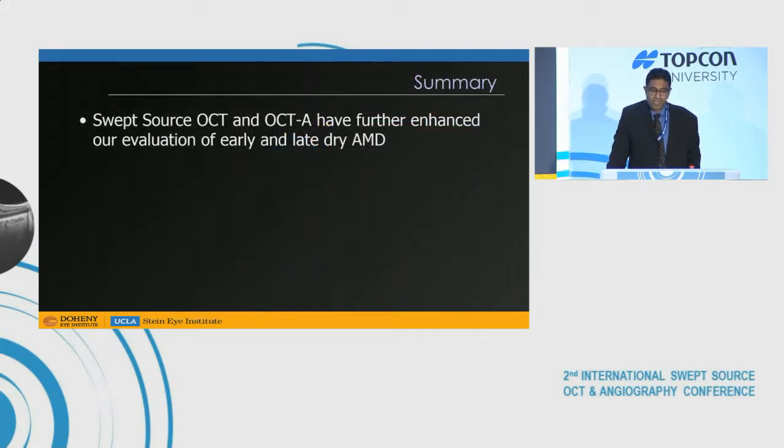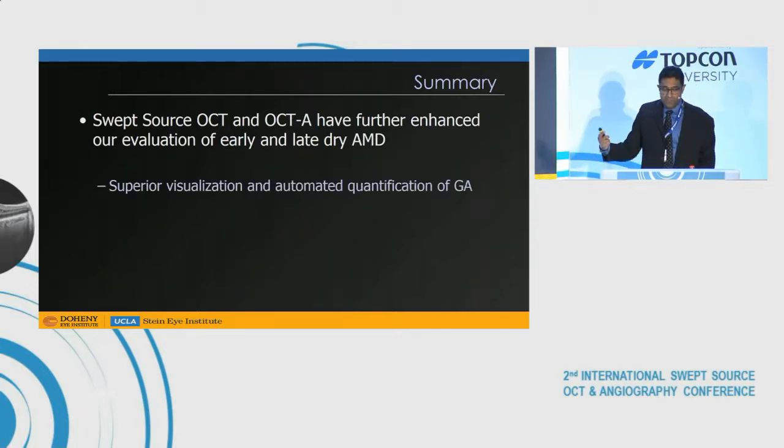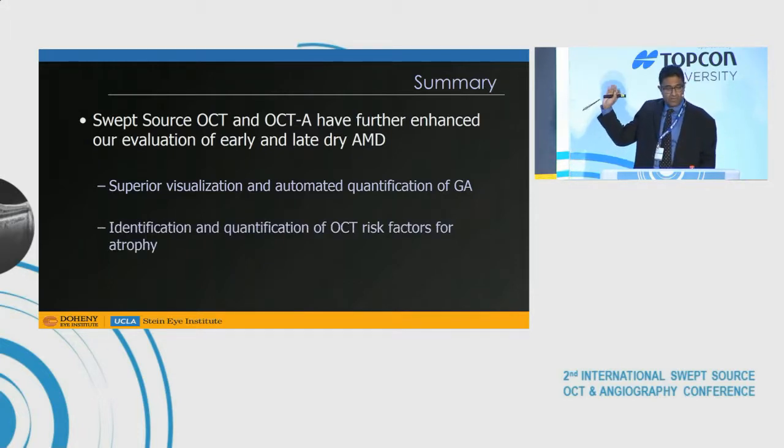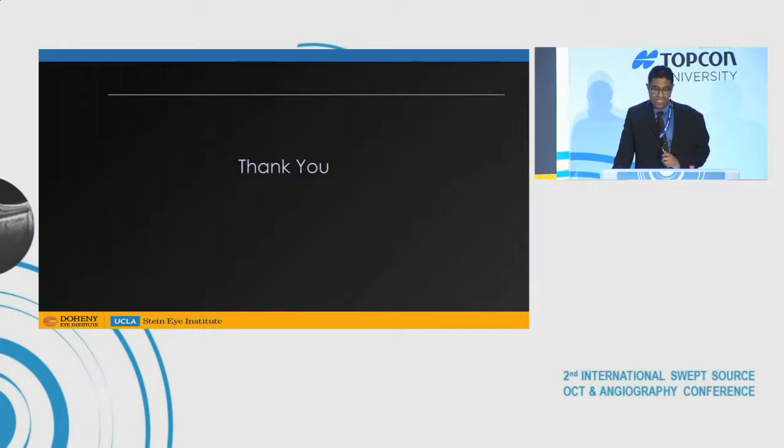So in any event, to summarize, swept-source OCT and OCT-A have further enhanced our evaluation of early and late dry AMD, giving us better visualization and automated quantification of GA, but also allowing us to identify and quantify some of these risk factors, which I think are really important for atrophy. I think they've given us new insights into disease pathophysiology and progression.